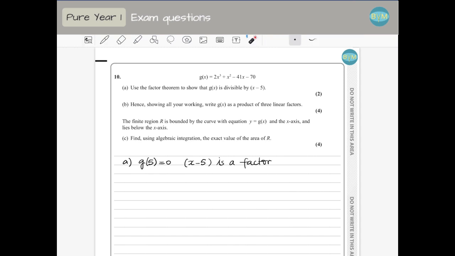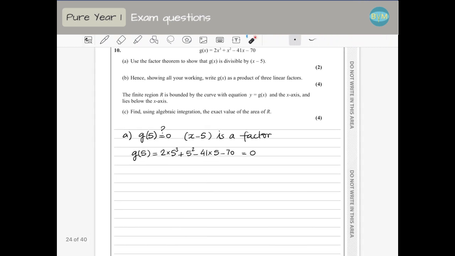Which means if x minus 5 is a factor, it is because g(5) is 0. So what we have to do is check g(5) and see if it's 0. So we substitute in g(x), x by 5. So we have 5 to the power of 3 plus 5 squared minus 41 times 5 minus 70. And this is 0. You can just check with the calculator. So as this is 0, x minus 5 is a factor.